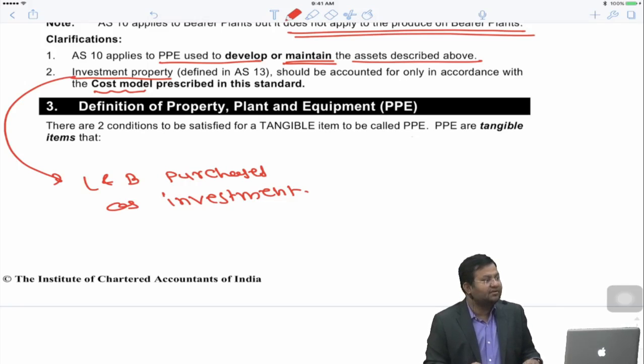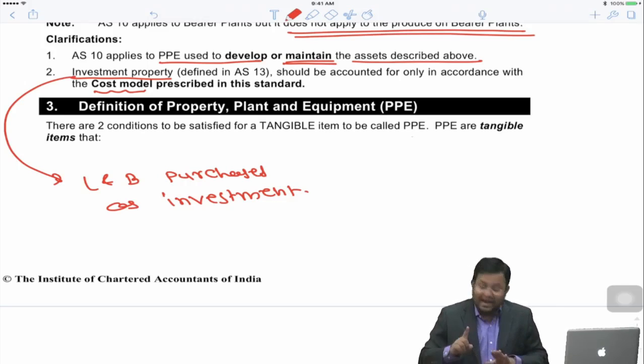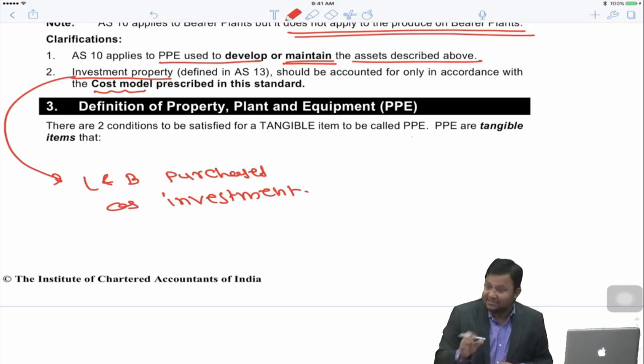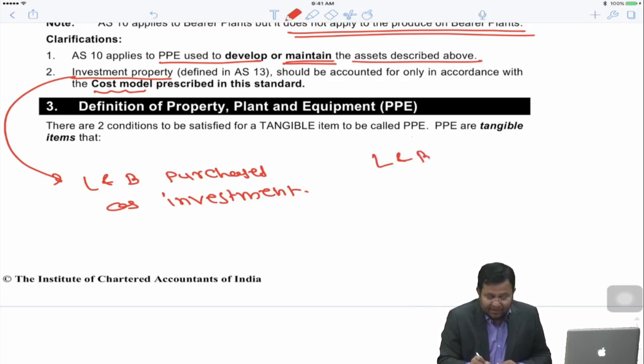Where is it covered? AS10. No. Land and building purchase as an investment is covered under AS13. But for the accounting under AS13, apply the cost model of this standard. Land and building purchase will go under AS13.